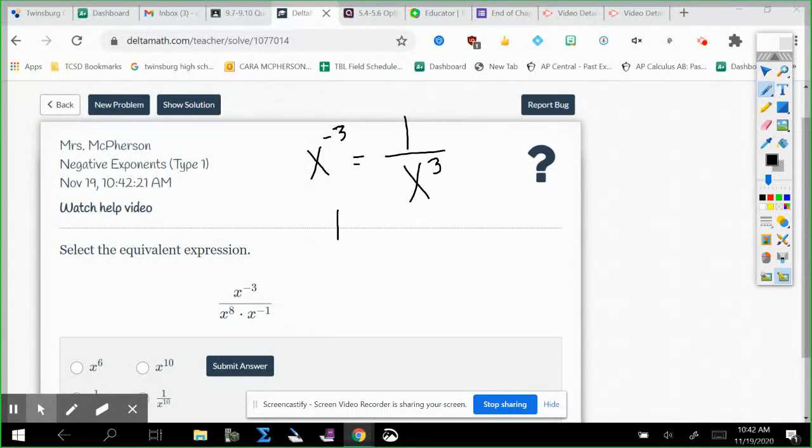Now, if it's the other way around, if it's currently in the denominator, it's saying, hey, I belong in the numerator. A good way to think of it is that a negative exponent is basically saying, move me. I'm in the wrong place. I need to go to either the top if I was in the bottom, or the bottom if I was in the top.